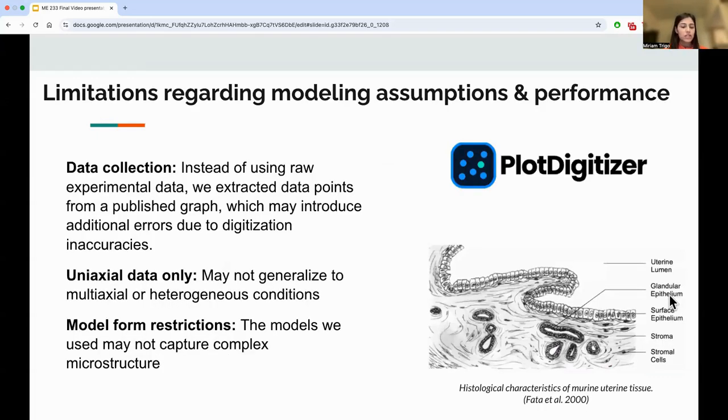As far as our limitations, we had a limitation in our data collection because instead of using the raw experimental data, we extracted data points from the published graph, and we also only had access to uniaxial testing data, and our model may not capture the full complexity of the microstructure of tissues.